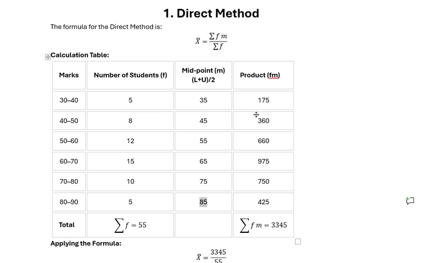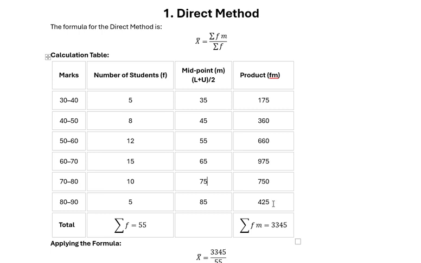Now, the product we have to take. So for product, what we have to do? FM. FM means frequency is there in the question, 5, and M means mid value. So 5 into 35 will become 175. 8 into 45 will become 360. 12 into 55 will become 660. And 15 into 65 will become 975. 10 into 75 will become 750. And 5 into 85 will become 425.